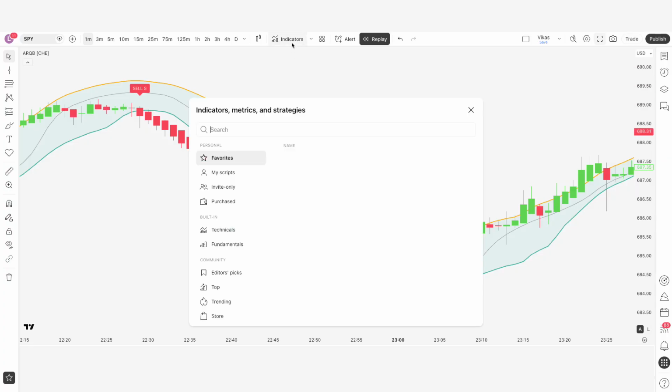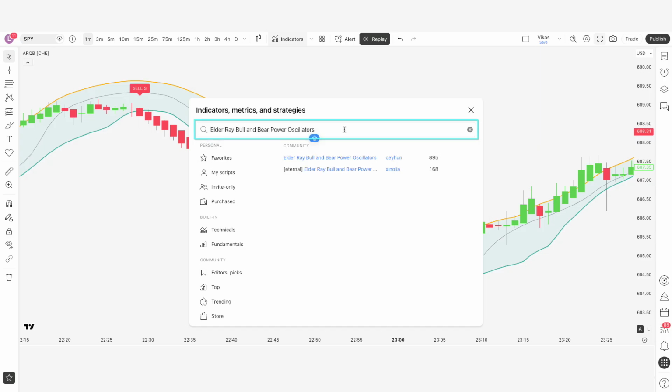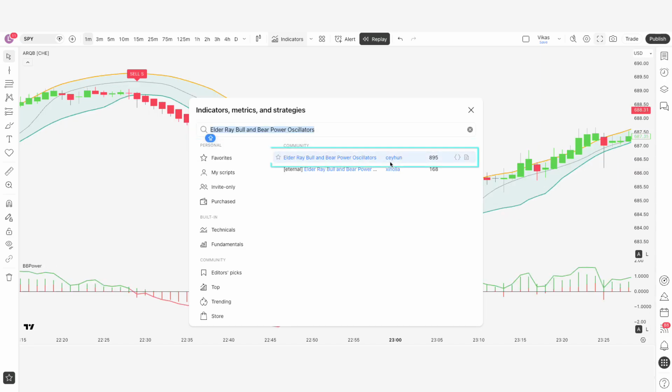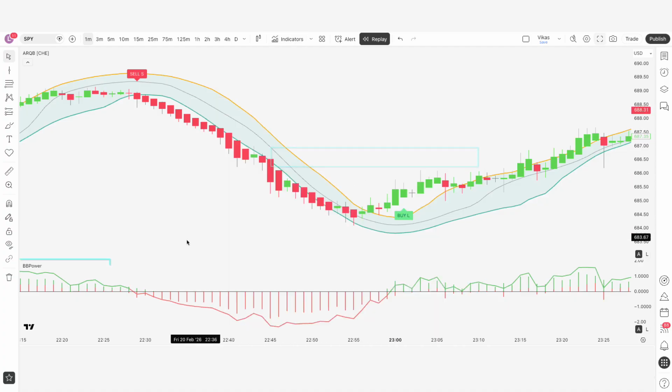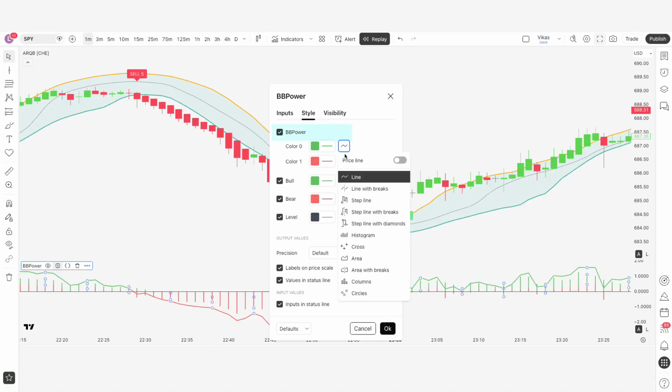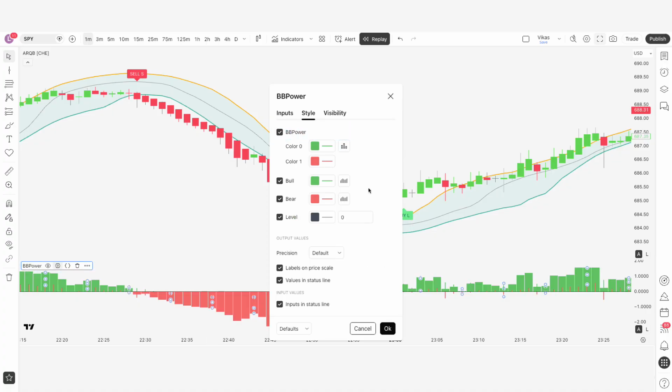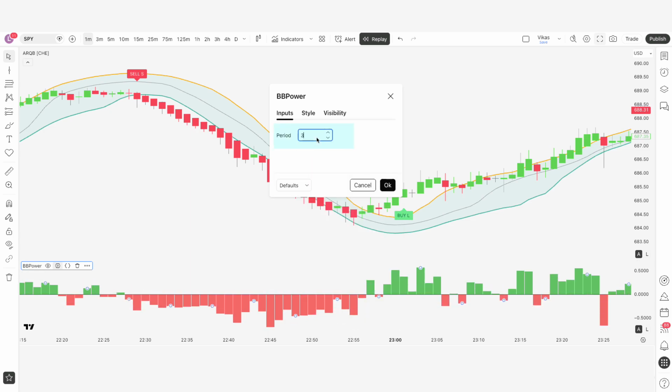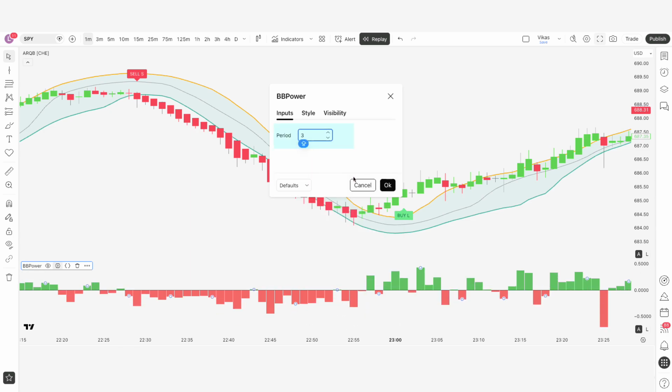Let's go to the Indicator Search tab, search Elder Ray Bull and Bear Power Oscillators, and select this one called Elder Ray Bull and Bear Power Oscillators, created by Se-Hun. Now let's access the settings of this indicator so we can modify it to suit our strategy. We have changed the BB power line to columns. We have to keep these options hidden. We have changed period 13 to 3, and here everything is fine after that.